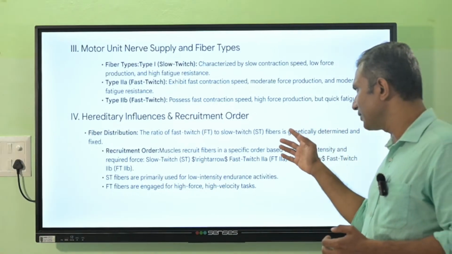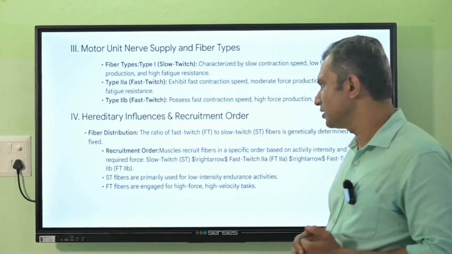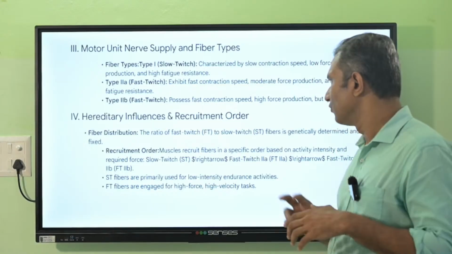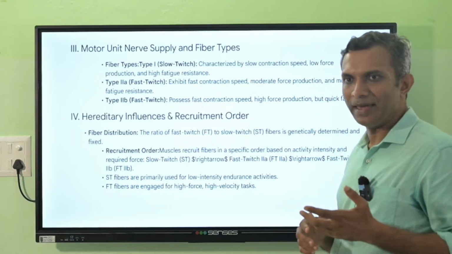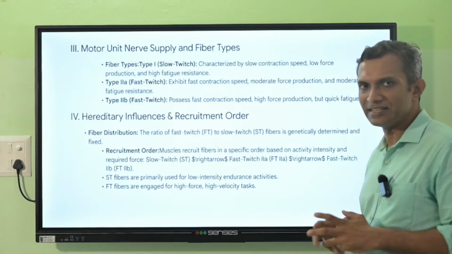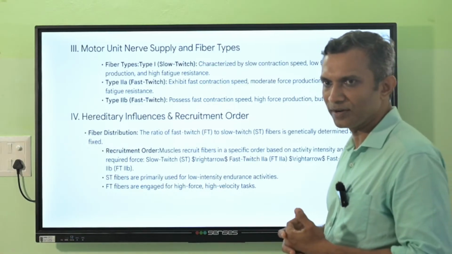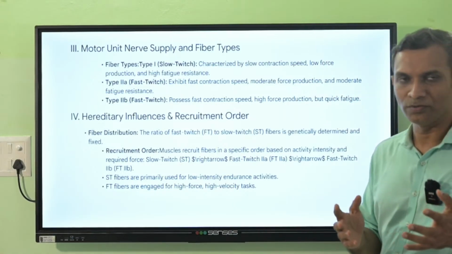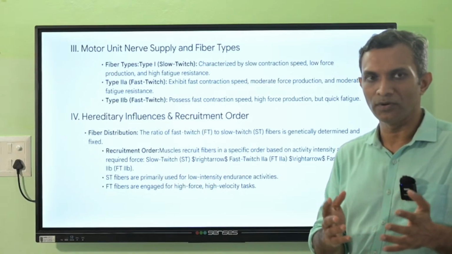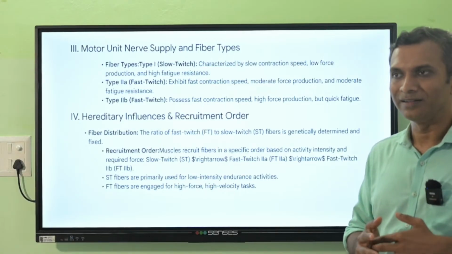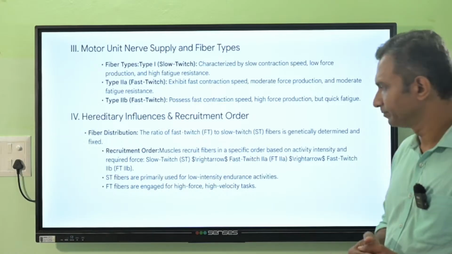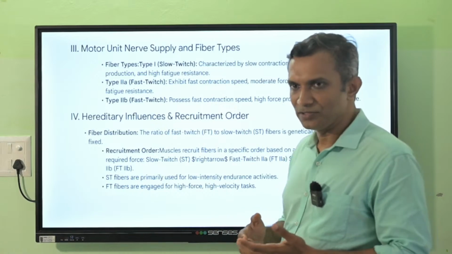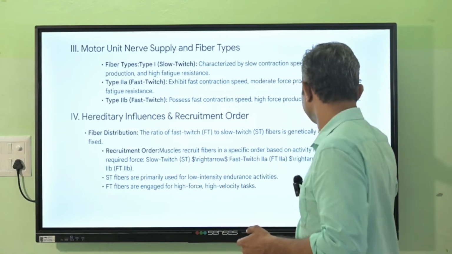So there is a sequence based on the activity and intensity. Always the slow twitch fibers are activated first, followed by fast twitch 2A and then fast twitch 2B. This is the sequence that we need to remember for any motor unit recruitment activity. This is a mechanism of our human body to make sure that the efforts we put in are not wasted and are used properly. So slow twitch fibers for low intensity and fast twitch fibers for high intensity activity.